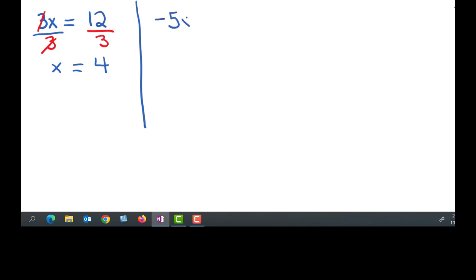Let's try another problem. Negative 5x equals 10. You want to isolate the x. Notice it is side by side with the negative 5. That means they're multiplied. So to reverse a multiplication, you divide. You will have to divide by a negative 5, the sign of the coefficient. This will cancel, leave us x, which was our goal. Do the math on the other side. 10 divided by negative 5 gives us negative 2.